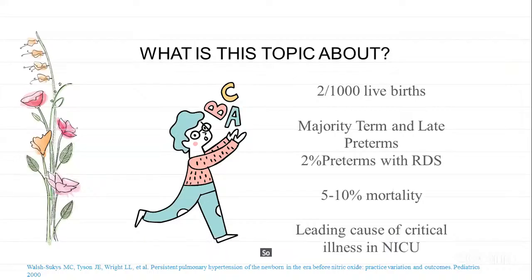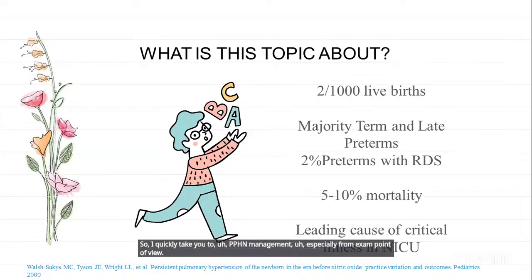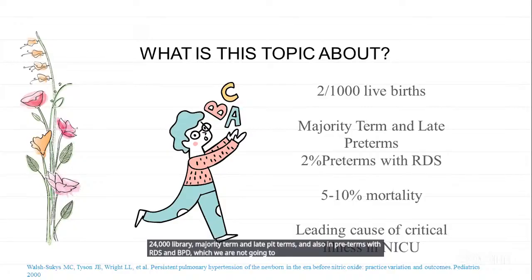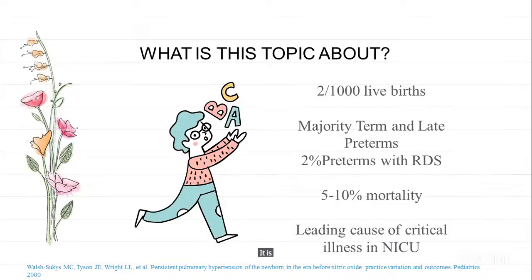So I'll quickly take you through PPHN management, especially from exam point of view. So what is this topic all about? The incidence of PPHN is around 2 per thousand live births, majority term and late preterms, and also in preterms with RDS and BPD, which we are not going to talk about today. It is associated with 5 to 10% mortality and is also the leading cause of critical illness in NICUs.